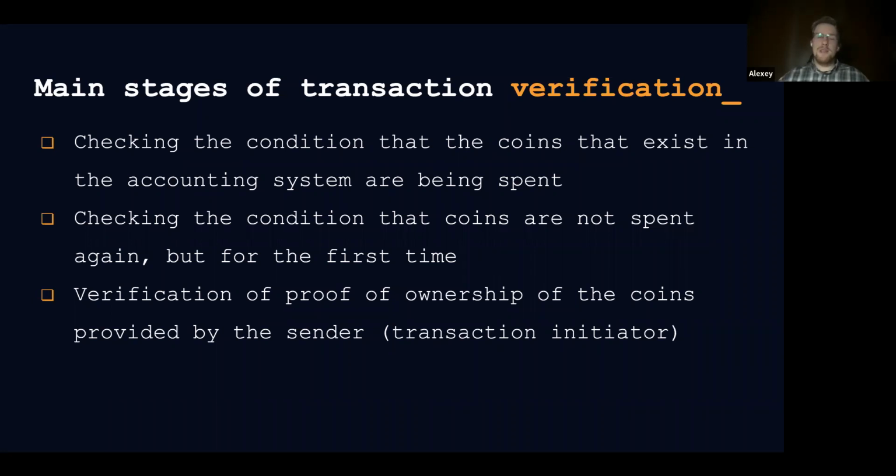And the third stage is verification of proof of ownership of the coins provided by the sender, the transaction initiator. Here on this third stage, we need to verify that the person who claims to be the owner of these coins is indeed the owner. So what is happening is that they prove that they own the private key.